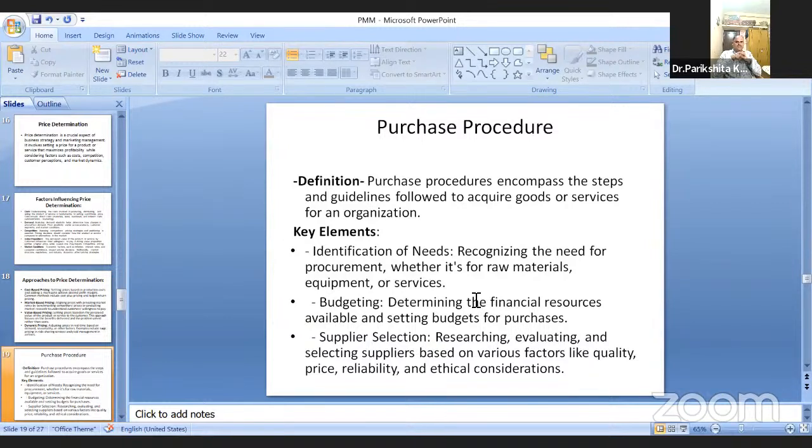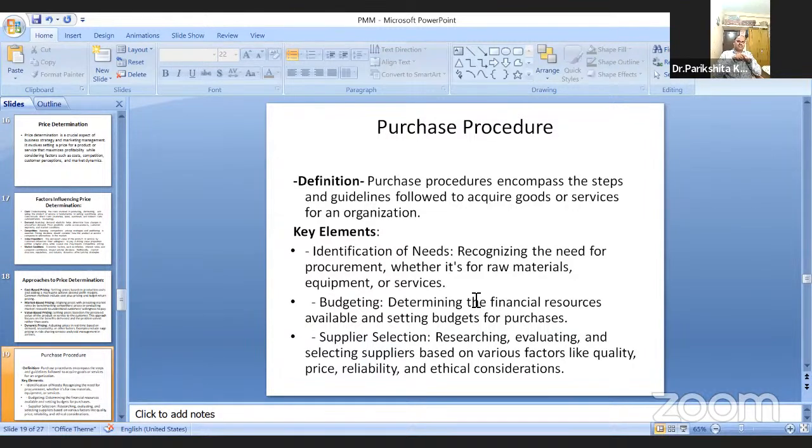Step that follows to buy goods or products. Yes, Bagmi. But that means purchase procedures encompass the steps and guidelines followed to acquire goods or services for an organization. Yes or no? That is the procedure, purchase procedure. Purchase means we have to acquire goods and services for an industry.